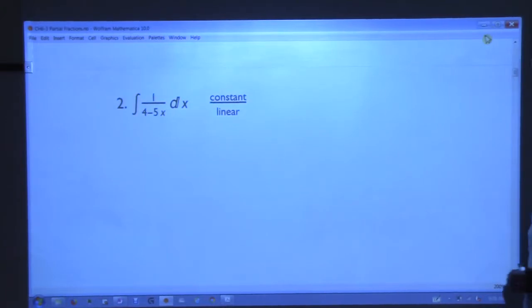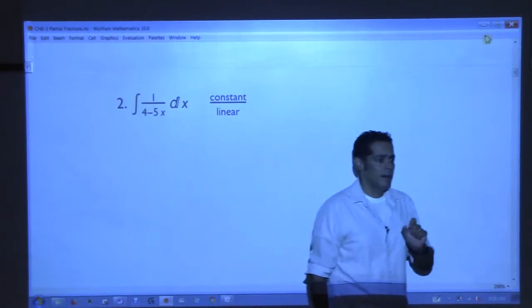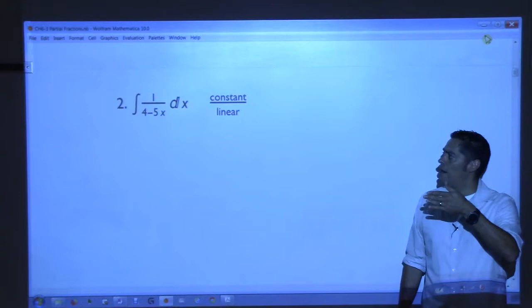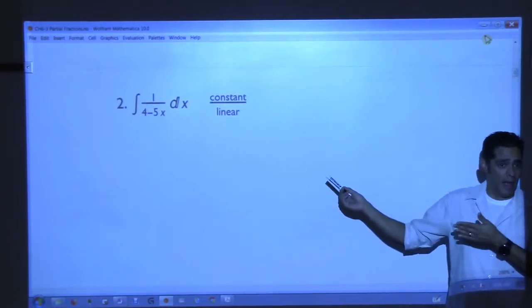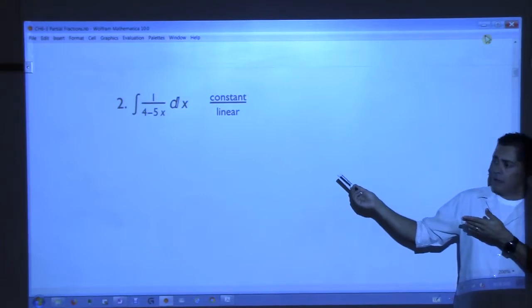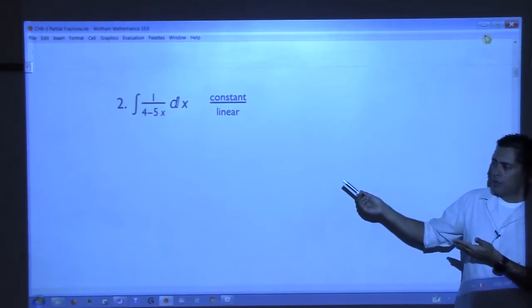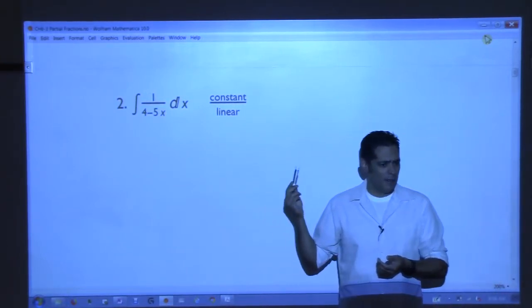Here, constant over linear, I can let u be the denominator. If u is the denominator, then the derivative of that is going to be what here? Negative 5 dx. And I don't have a negative 5, so I would have to divide both sides by negative 5.